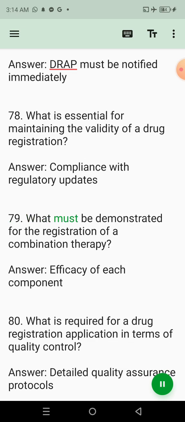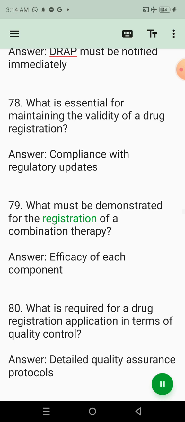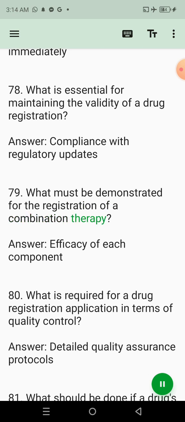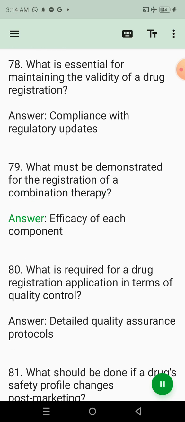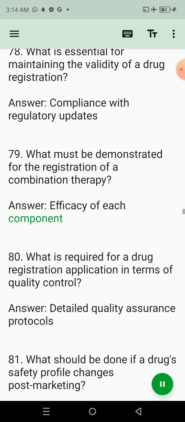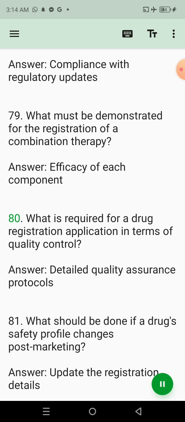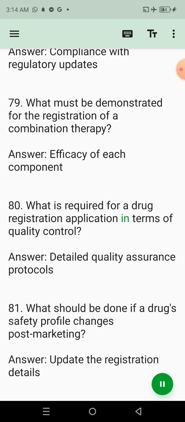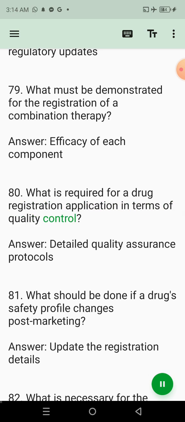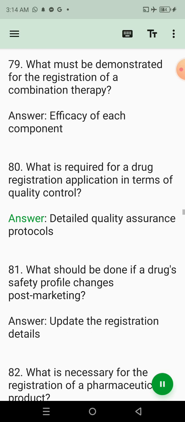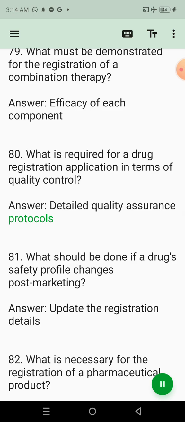79. What must be demonstrated for the registration of a combination therapy? Answer: Efficacy of each component. 80. What is required for a drug registration application in terms of quality control? Answer: Detailed quality assurance protocols.